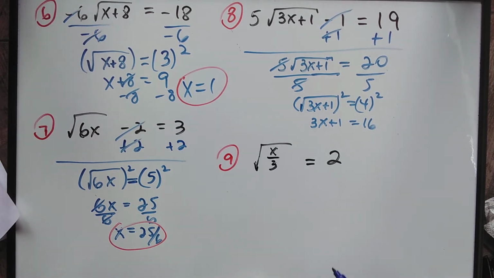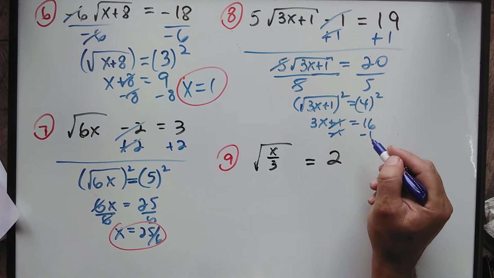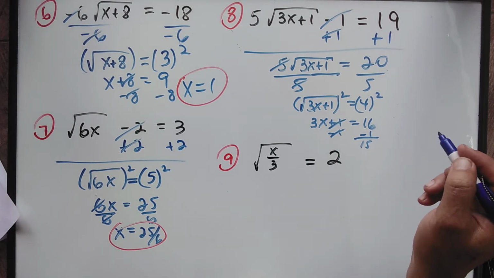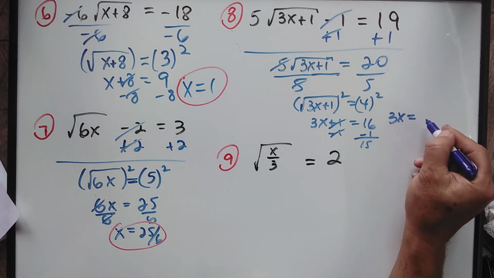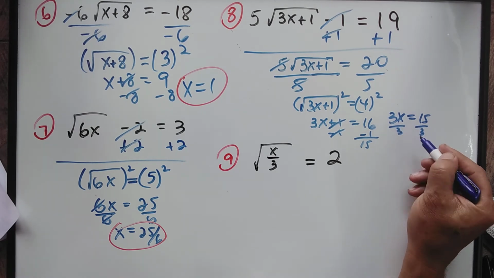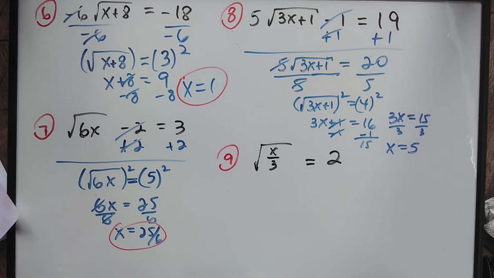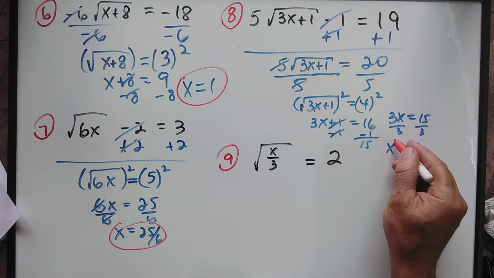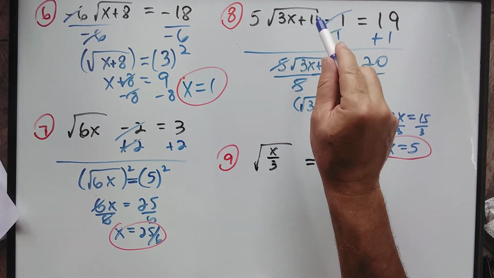Okay, so we just take away 1 from both sides. So I get 3x equals 15. Let's go to the side here. 3x equals 15. Divide by 3. X equals 5. And that's my answer.